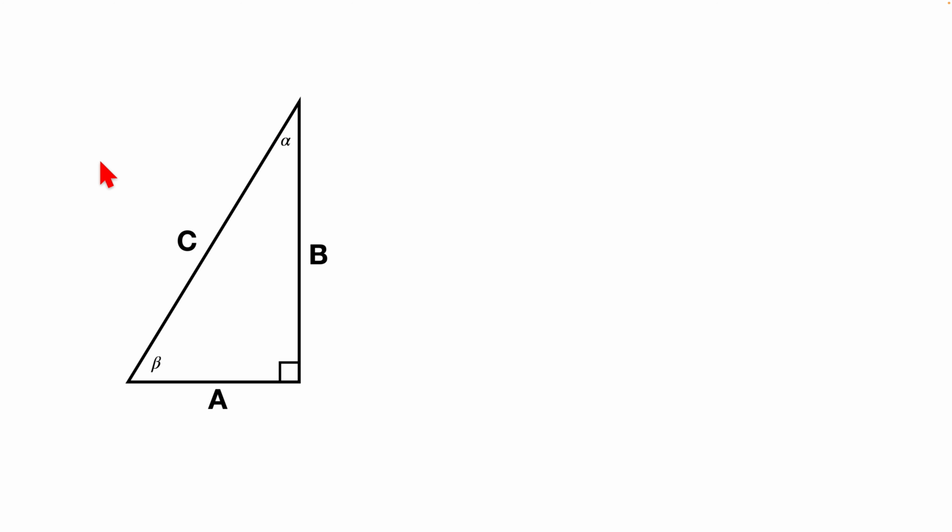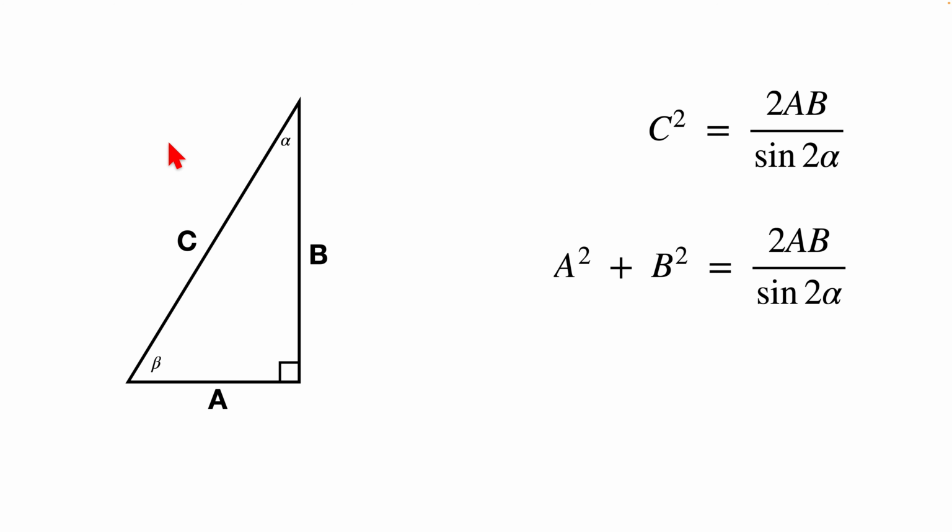We're going to take a standard triangle, ABC. C is the hypotenuse. We're going to show that c squared is equal to 2ab divided by sine alpha. Alpha's the angle up here. And then, well, that's the easy bit. Then we're going to show that a squared plus b squared is equal to 2ab sine 2 alpha, which obviously will show that a squared plus b squared equals c squared.